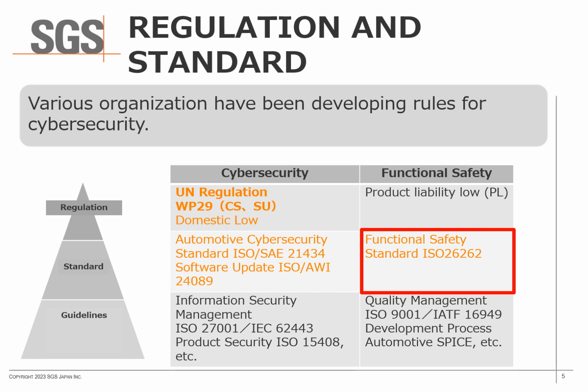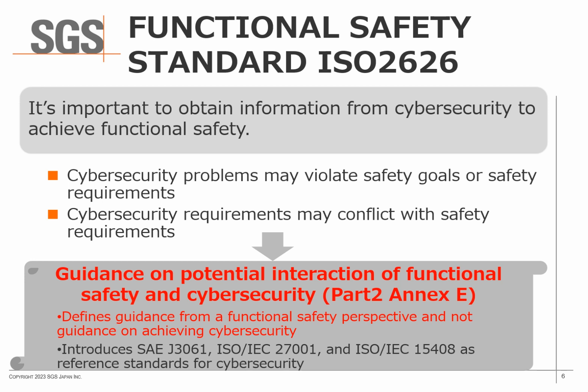So now a lot of organizations have been developing rules for cybersecurity to prevent cyber attacks. Here, I'll explain the relationship between security and functional safety, which was added in the second edition of ISO 26262. The second edition of ISO 26262 added requirements related to communication channels and appropriate information exchange between safety and security in order to address problems.